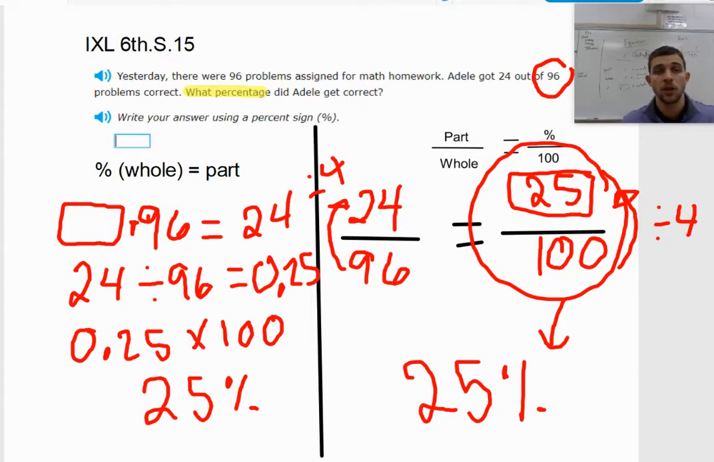In this video, you learned how to calculate the percentage given a part and a whole in a word problem.